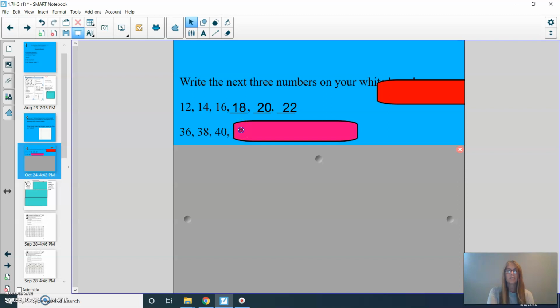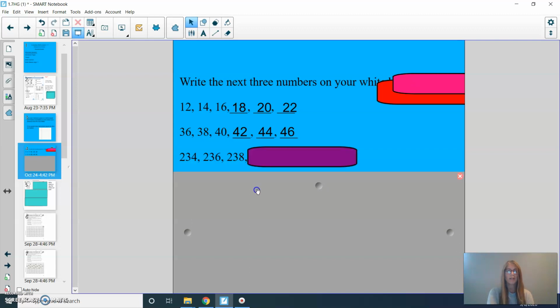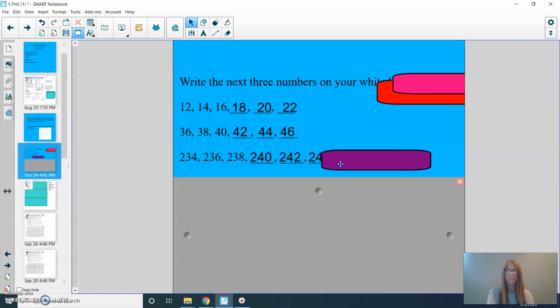Again, we are skip counting by 2. So after 40, you should have had 42, 44, and 46. We'll try one more. This time we have the numbers 234, 236, 238. Can you write down the next 3 numbers? Press pause and then play when you're ready to hear the answer. All right, second graders, I kind of ignore that 2 right away and I just think, what's 2 more than 38? I know that 2 more than 38 is 40, and then I plug in that 2 in front of that. So I should have 240, 242, and then lastly 244.